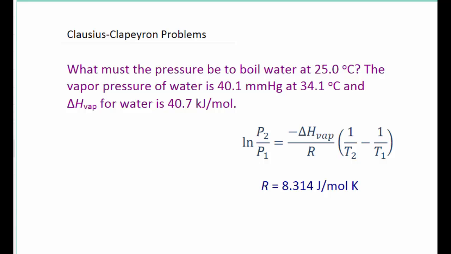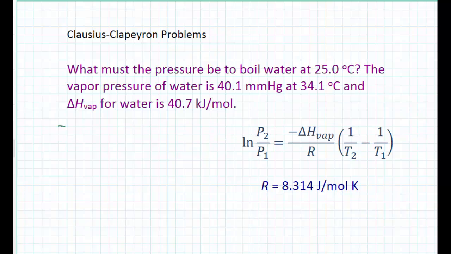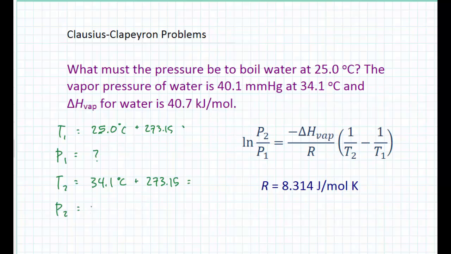Okay. So let's make a little list here. I'm not going to just set you off on this one because I want to talk to you about one thing first before you do that. But you'll do plus 273.15. So I just called that T1 because that was the first temperature, but what must be the pressure? So P1 is what we're solving for. P2, 40.1.